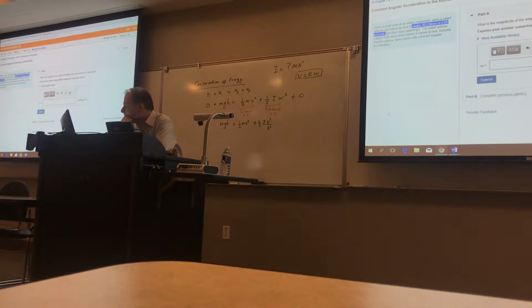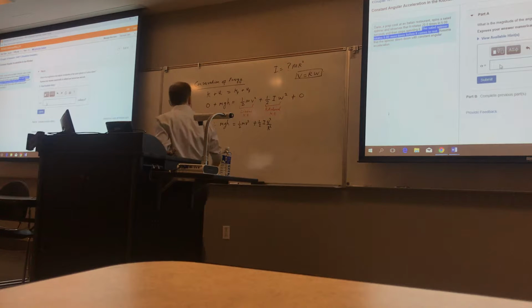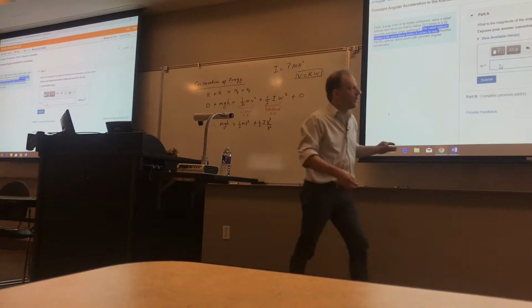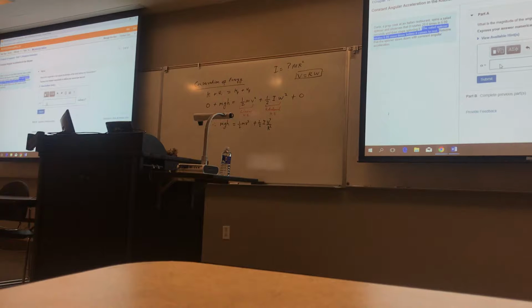Oh, I see. I guess that's not relevant to finding the acceleration, is it? It says, what's the angular acceleration as it slows down? The salad spinner rotates 6 more times before coming to rest. So that's really the part that I want for part A. So, what do you think we should do for that?